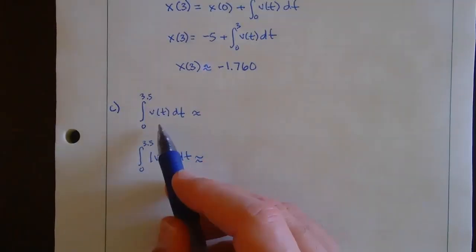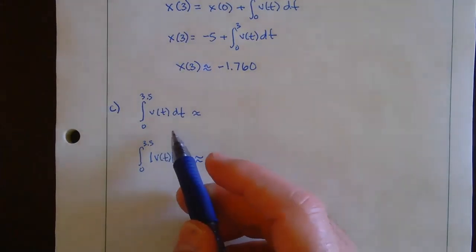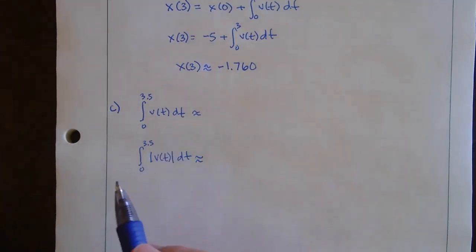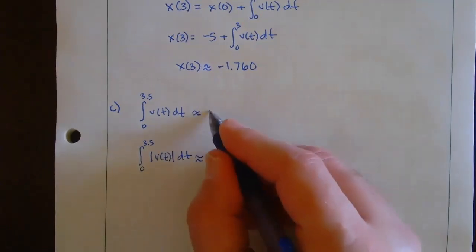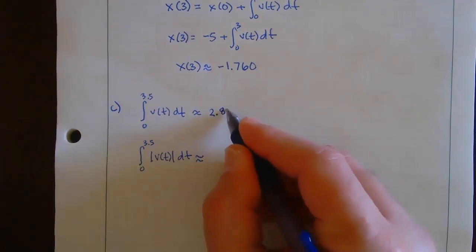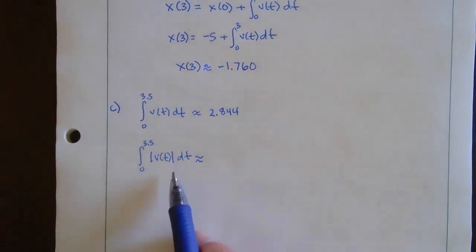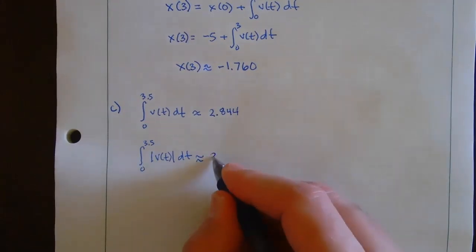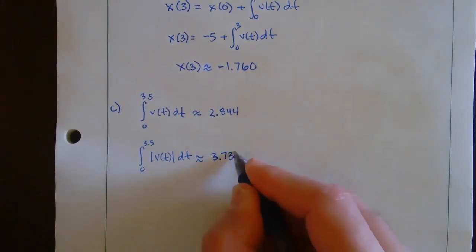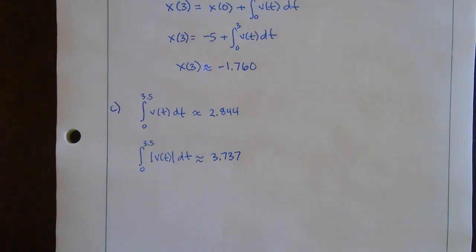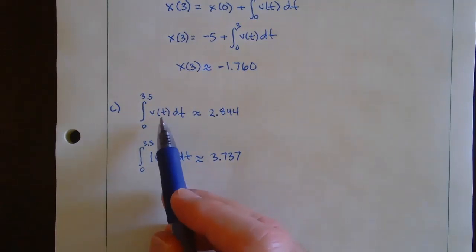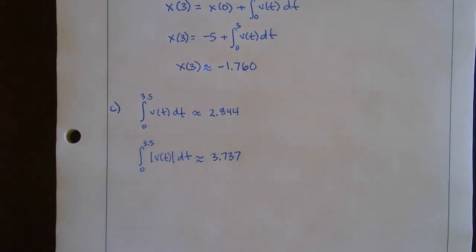So the integral from 0 to 3.5 of v of t dt, from the calculator, we got 2.844. So we'll record 2.844. You could also truncate, so it'd be 2.843. And then this one was 3.737. Okay, and now we have to go into the meaning of these, okay? So what is this one? This is the change in position, which we call displacement, in physics.